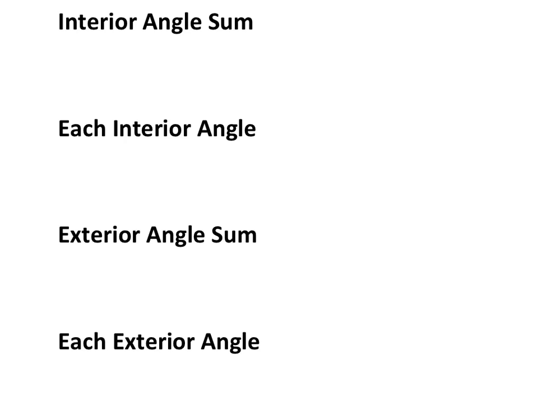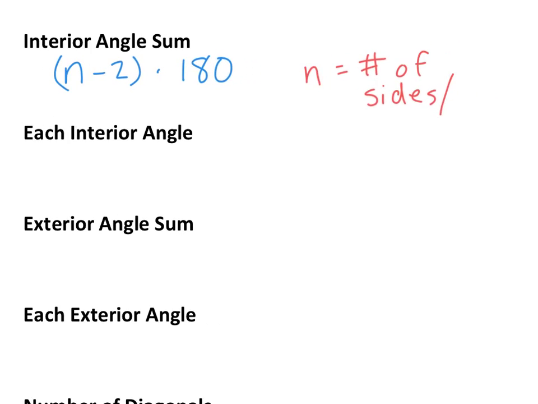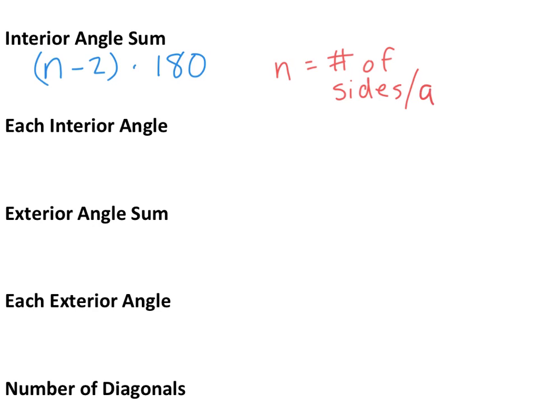Monday we talked about the interior angle sum, and we said that the interior angle sum is n minus 2 times 180 degrees. And remember, n is, and this will be constant throughout all of these examples, the number of sides or angles. Remember that in all polygons, the number of sides and angles are going to be the same number, so you can think of it either way.